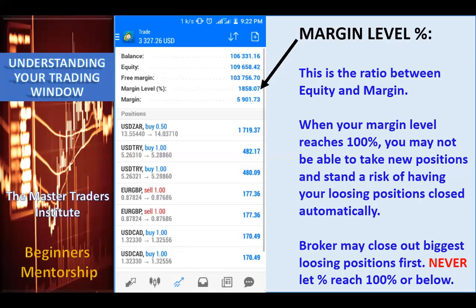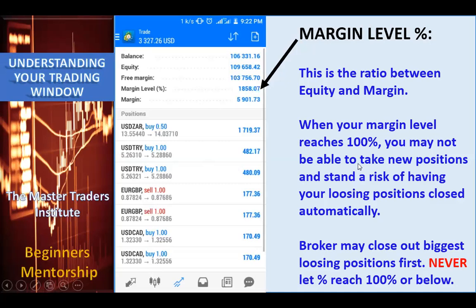Then we have the margin level percentage. The margin level percentage is the ratio between your equity and your margin. When your margin level reaches 100%, you cannot take new positions anymore. So if you take a look at this guy, he has a margin level percentage of 1,858%. Which means that as these trades are still open, this guy can still take more positions. But if this margin level starts reducing until it gets to below 100%, this guy can no longer place trades.